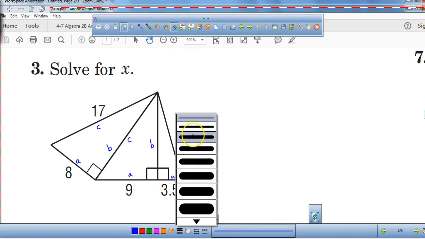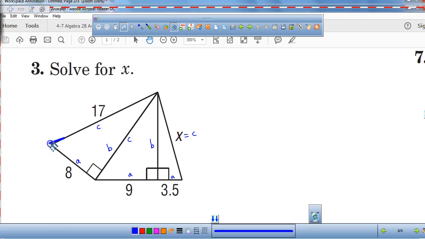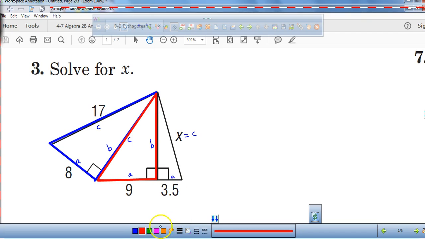Now what I'm going to do is trace these. For those of you who have not done this problem, I'm going to trace this one in blue. Then I'm going to trace the middle one in red, carefully. And the last one I'm going to trace in green.